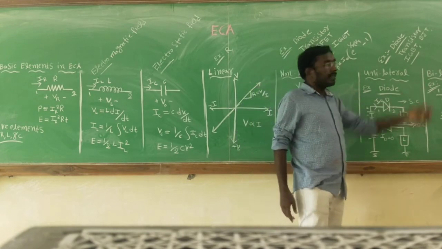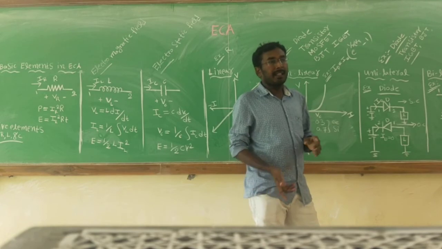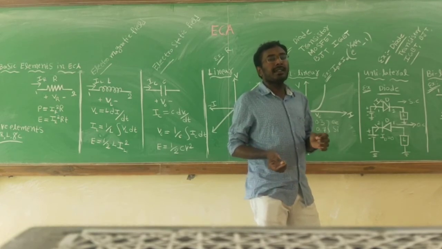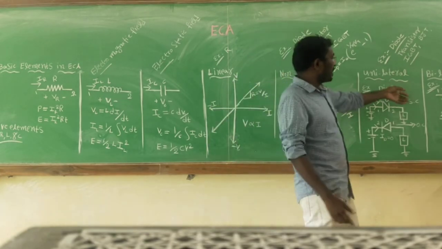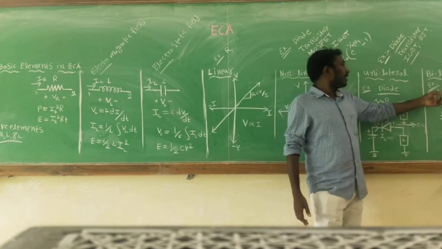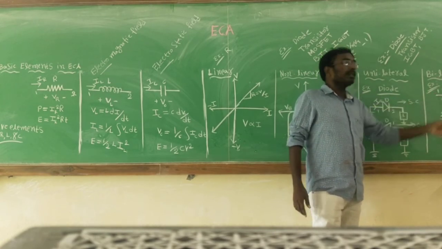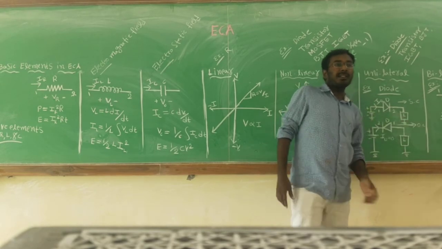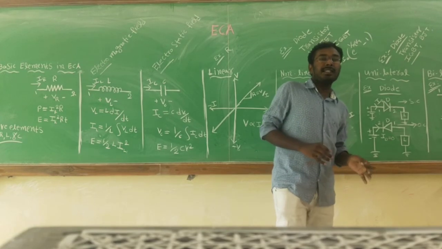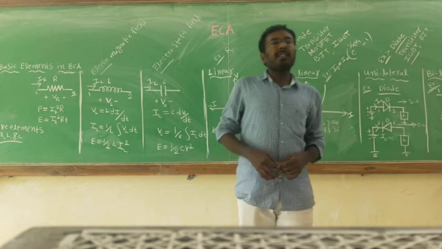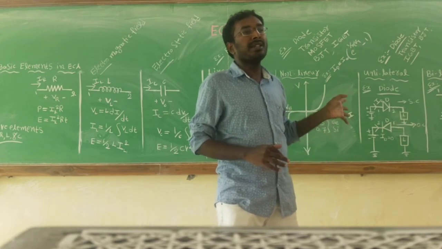Next, bilateral. Bilateral is nothing but both directions. If the connections of the element are changed from 1 to 2 to 2 to 1, for example with a resistor, it still allows the current. It does not oppose the current even though the direction of the element is changed. But a diode is not like that. Only one direction is allowed, that's why a diode is called unilateral.